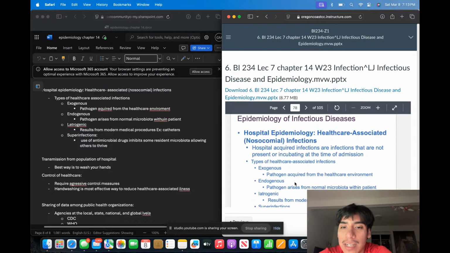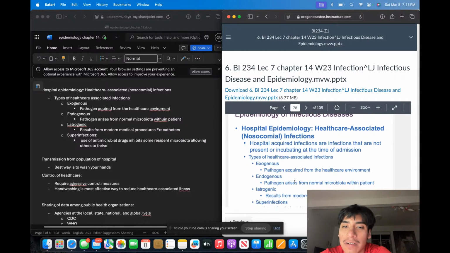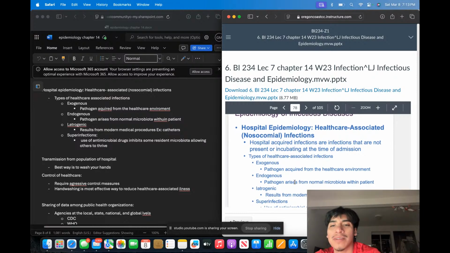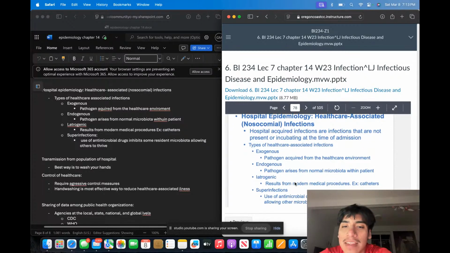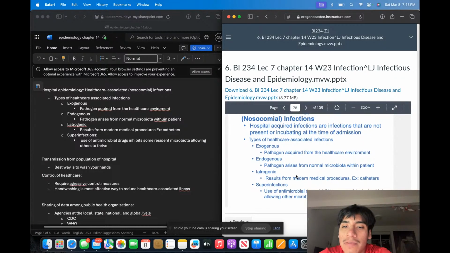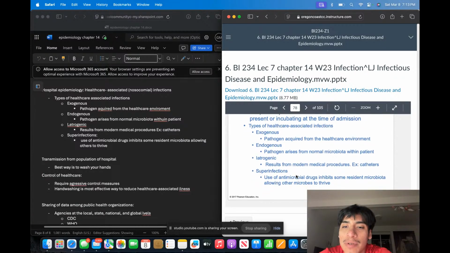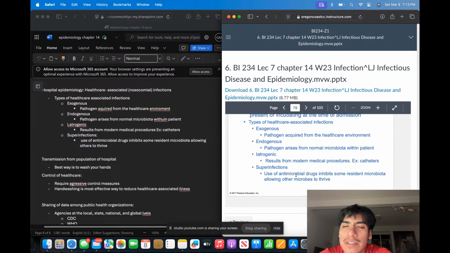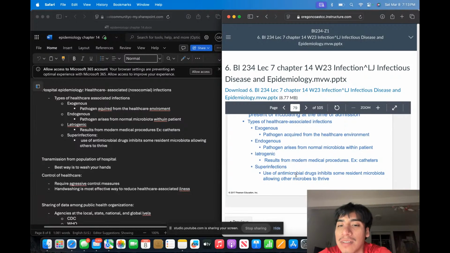Types of healthcare associated infections. So there's exogenous, pathogen acquired from healthcare environment. Endogenous, pathogen arises from normal microbiota within patient. Iatrogenic results in modern medical procedures like the catheter. And superinfections, which involve antimicrobial drugs. Use of antimicrobial drugs inhibits some of resident microbiota, allowing others to thrive.